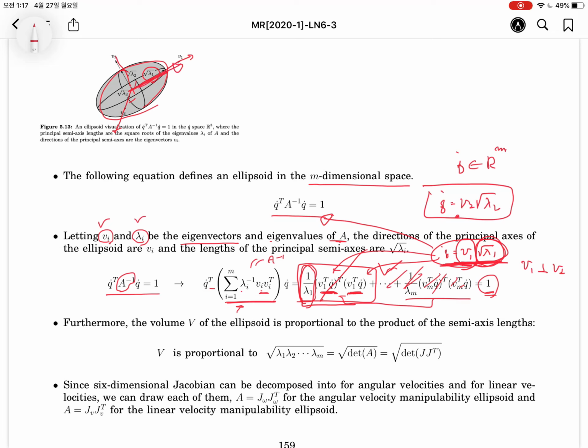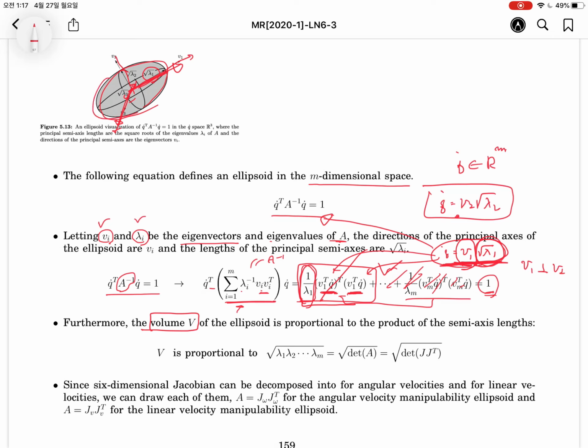Maybe the v1 direction movement will be very easy. On the other hand, v3 direction movement is not easy compared to v1. Like this, we can know which direction is available to move the end effector. On the other hand, the small length shows how difficult it is to move in this direction.